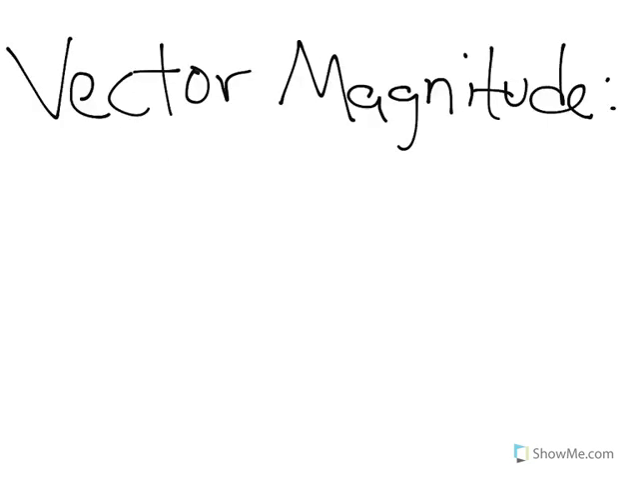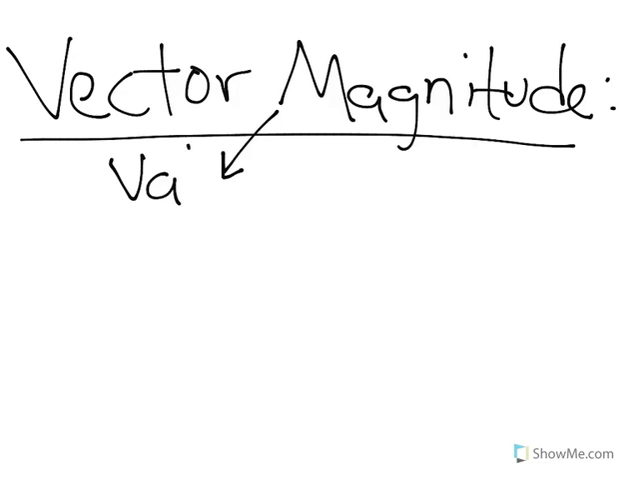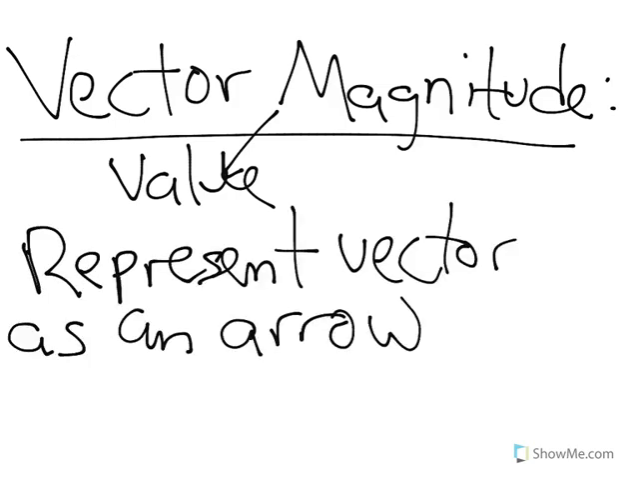Now you should have this written down already. If not, you should write it down now. But vector magnitude. First of all, magnitude, another word for that would be value. We often represent a vector as an arrow. So why do we represent a vector as an arrow? Well, because an arrow has both direction that it points, and the length of that arrow is correspondent to magnitude, or the value of the vector.